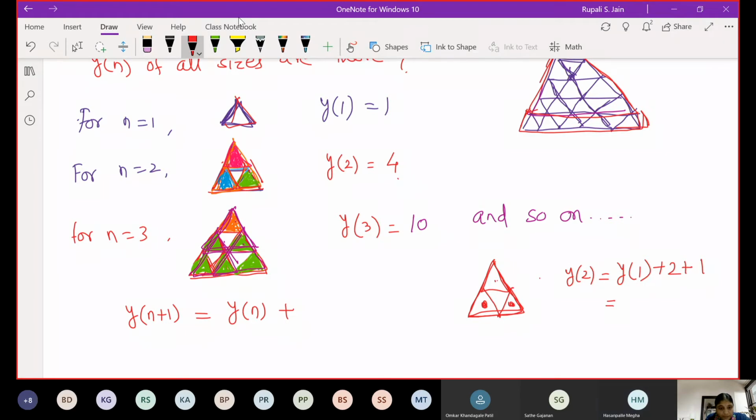I want to find the relation between y at n plus 1 and y at n, that is y at 2 and y at 1. How can I find y at 2 using y at 1?